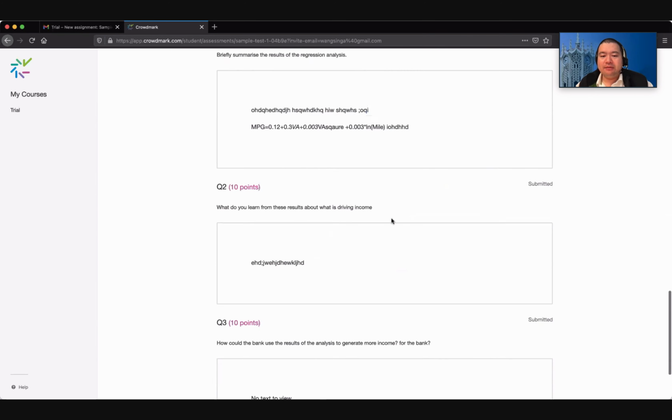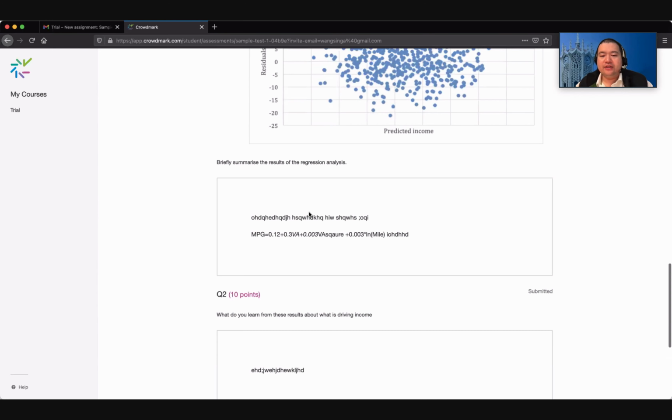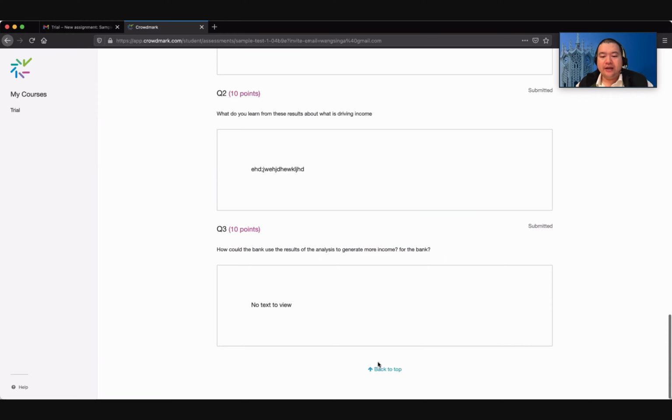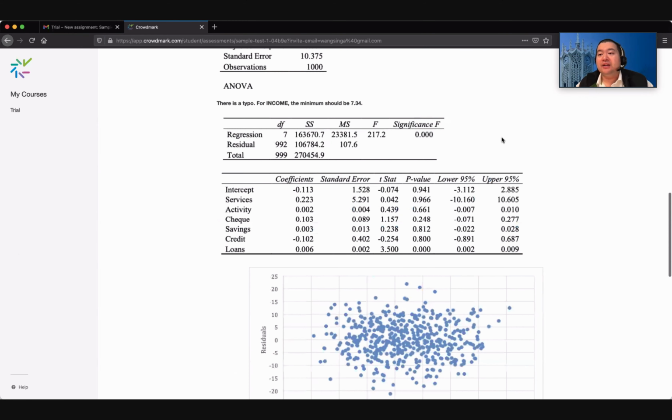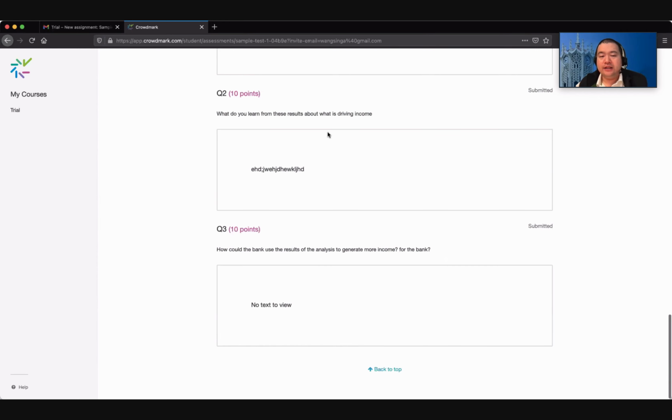So this is a submitted answer. Here you have a box, so you just input lots of numbers there. It doesn't matter, okay? And then this is what the answer looks like. But for test 2, I'm going to show you how to enter the answer.